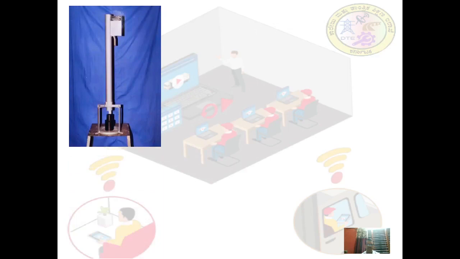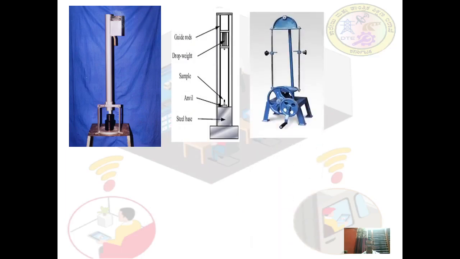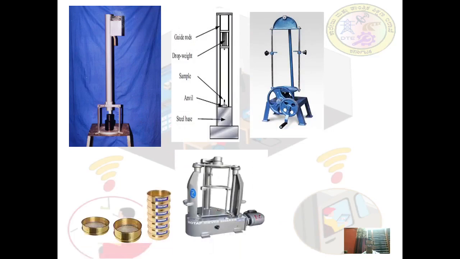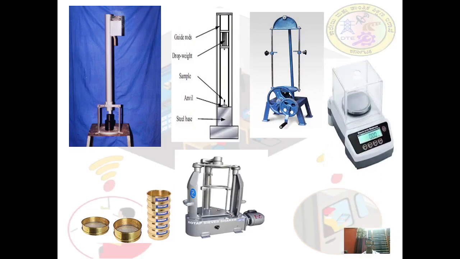This is the drop weight crusher setup. This is the sectional view of that. We require a gyratory sieve shaker. We require a set of sieves or a mechanical sieve shaker, that is known as a Ro-Tap sieve shaker, and an electronic balance to weigh the material retained on the screen.